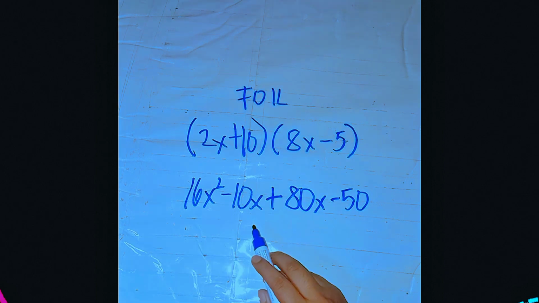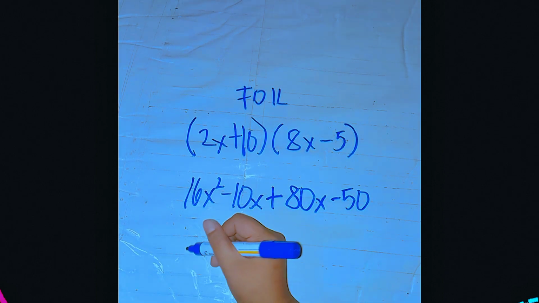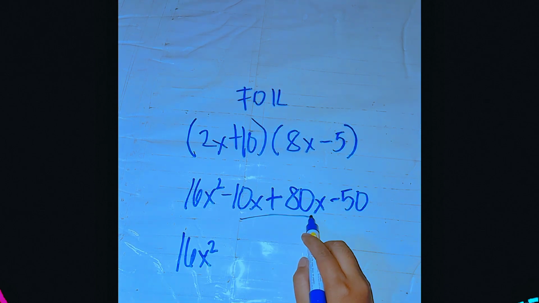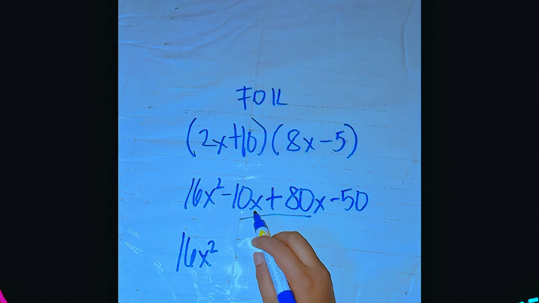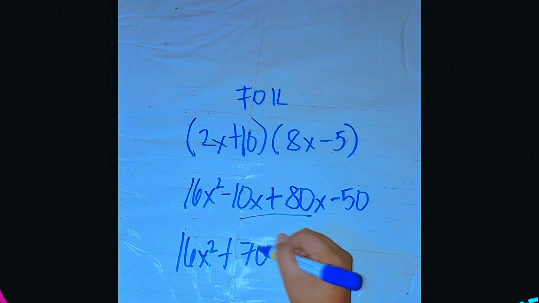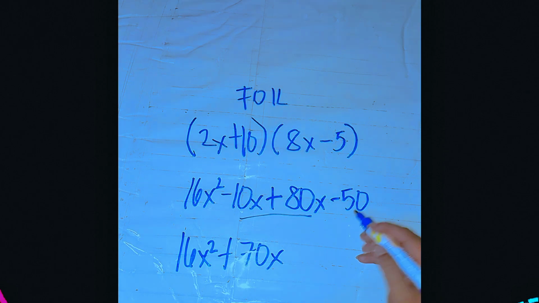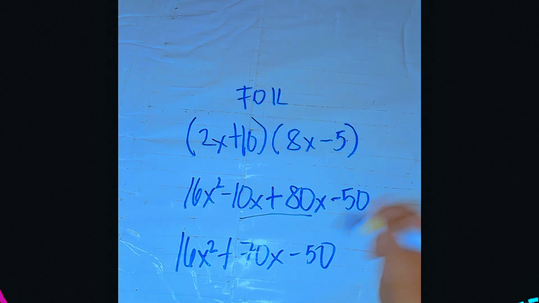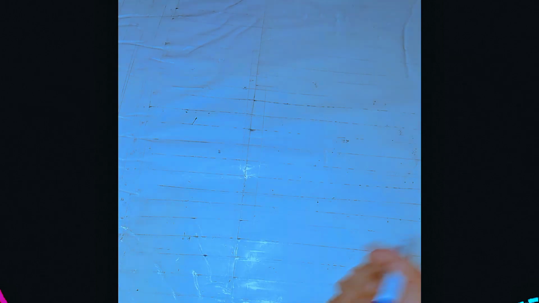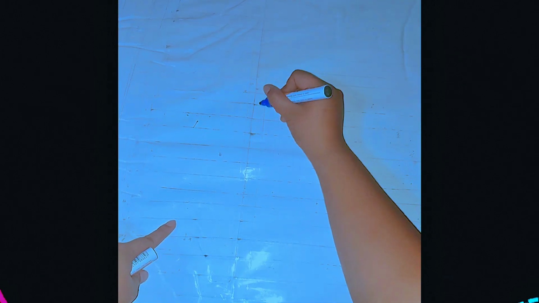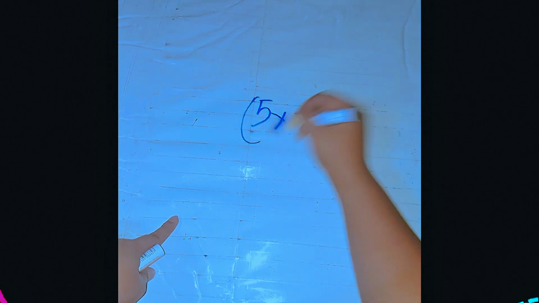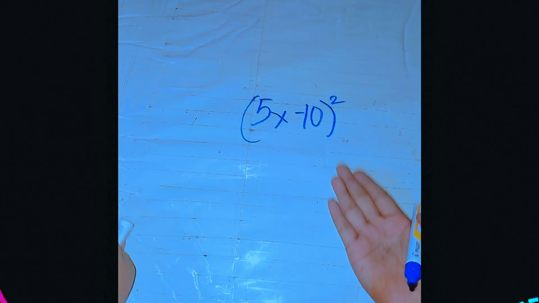From here, we will combine the like terms. We'll have 16x squared, then negative 10x plus 80x will have positive 70x. Then, the constant term, negative 50. And here's the product. But what if you were given this problem? 5x minus 10 squared. We just have to simplify this.